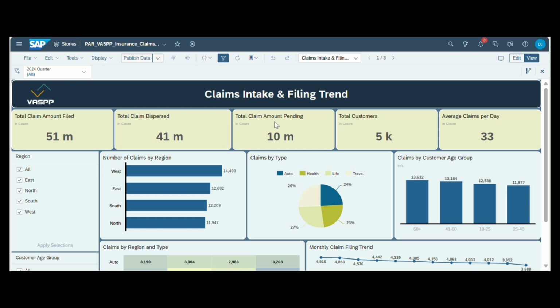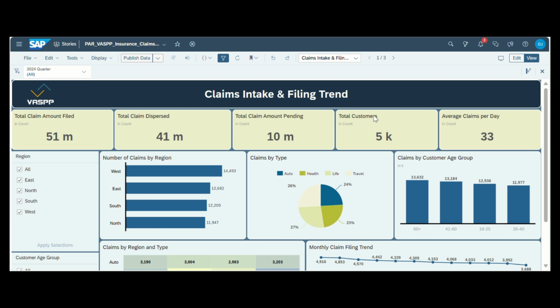Then we have the total claim amount pending, which stands at 10 million. This is the gap, a financial backlog of claims that are still under processing, waiting for documents, assessments, or approval. For operations and service teams, this is your focus area. The space where customer anxiety lives and trust is either strengthened or strained.